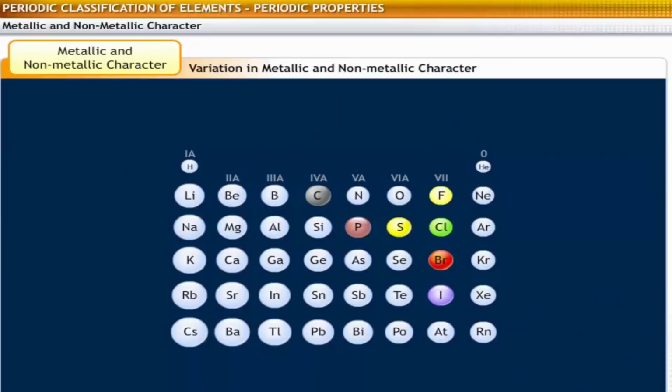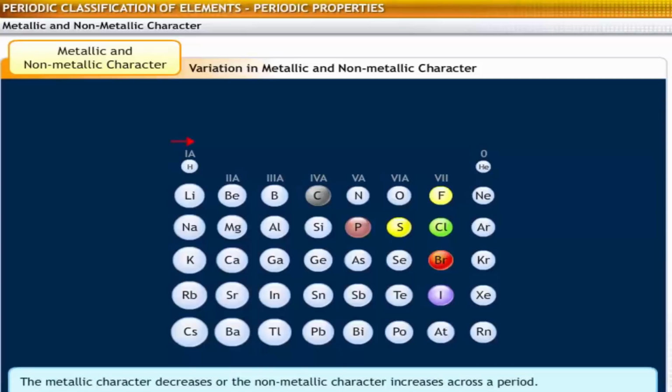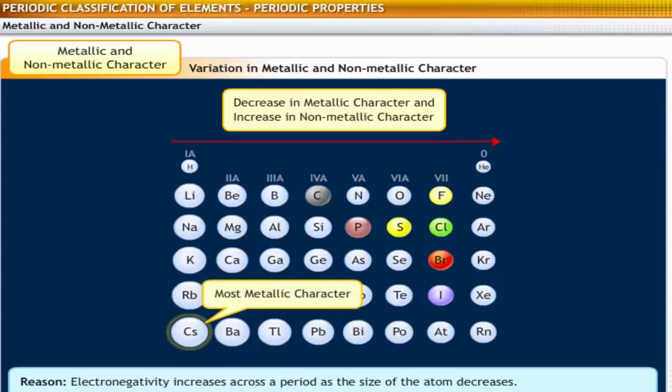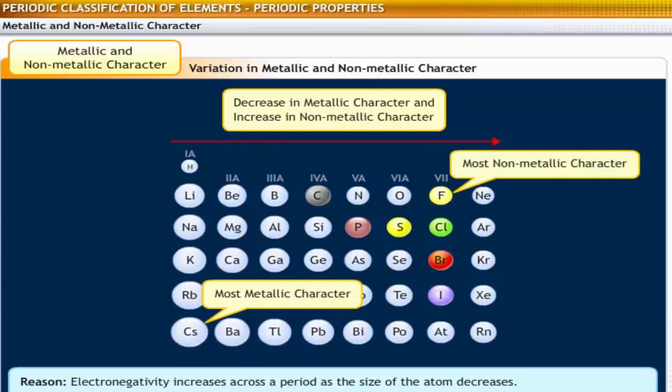Now, observe the variation in the metallic and non-metallic nature of elements in a group and in a period. Across a period, metallic character decreases and non-metallic character increases due to an increase in electronegativity. So, the tendency to lose electrons, or metallic character, decreases. For example, cesium has the most metallic character and fluorine has the most non-metallic character.